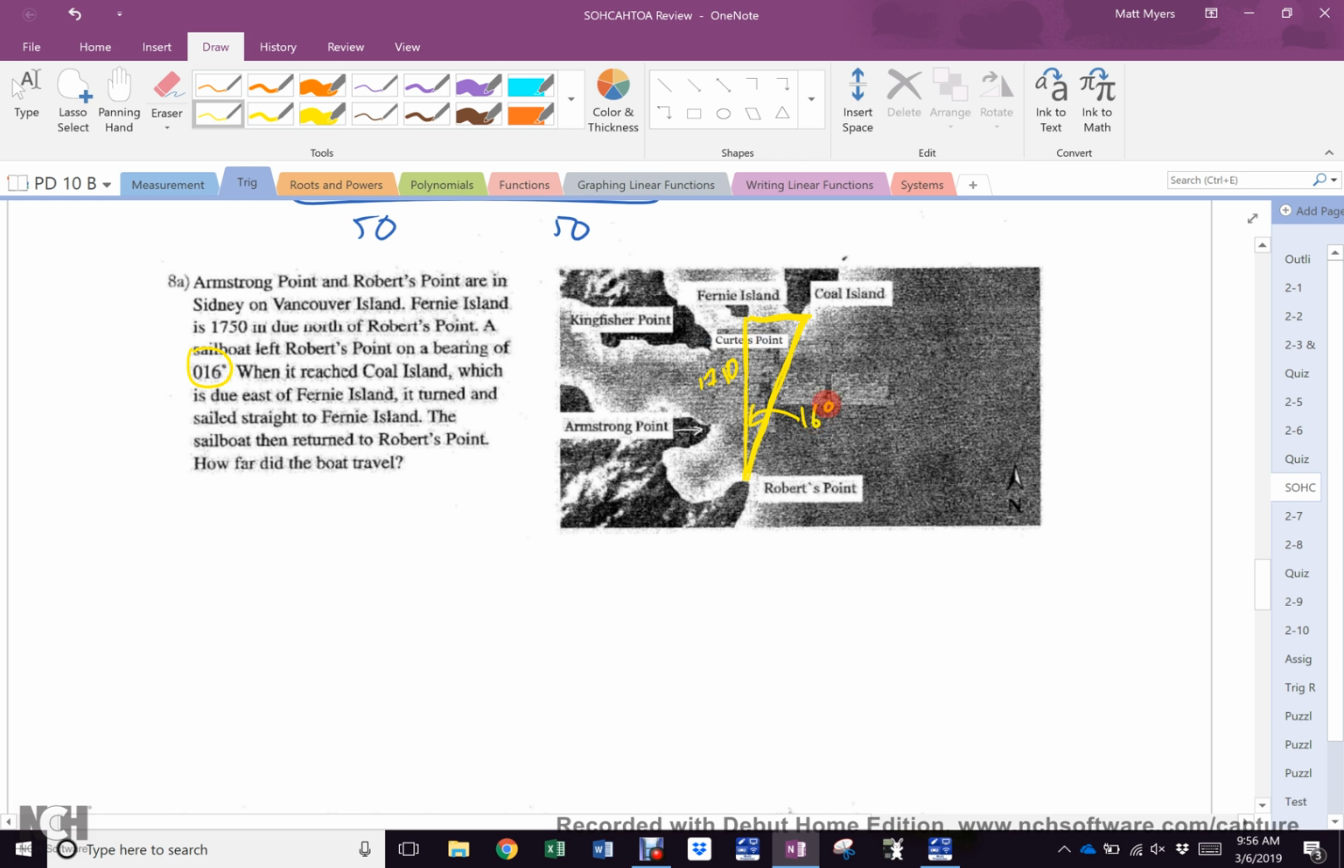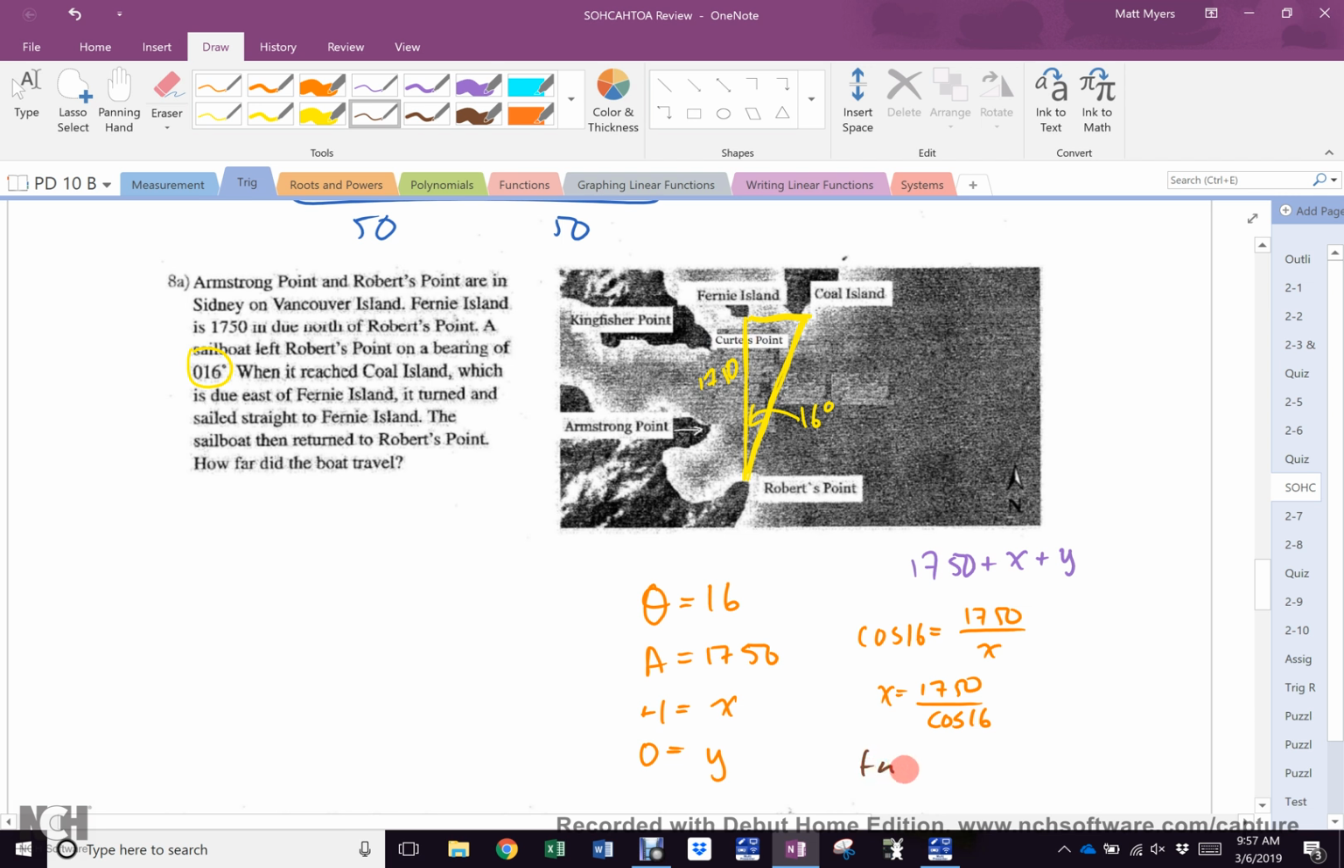I want to know how far the boat traveled. So I have a theta of 16 and I have an adjacent of 1750. I need the hypotenuse, which we're going to call x, and the opposite, which we're going to call y. And my final answer is 1750 plus x plus y. So, first one I'm going to do is x. That's a and h. Cos 16 equals 1750 over h, x. X equals 1750 over cos 16. Should I do that in my calculator now if I want the best answer possible? No. Then I do tan 16 equals opposite y over adjacent 1750.